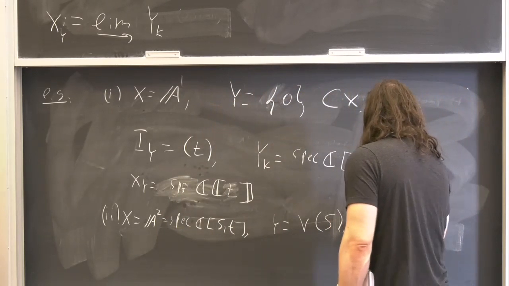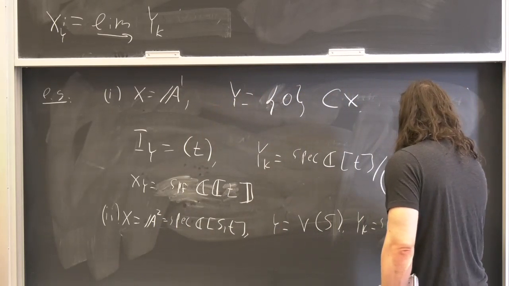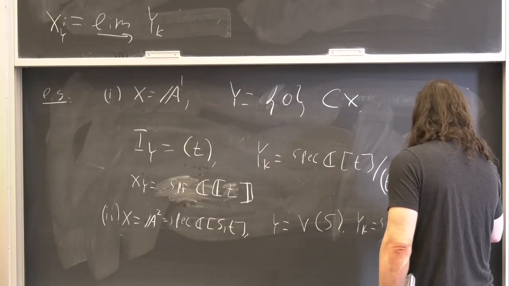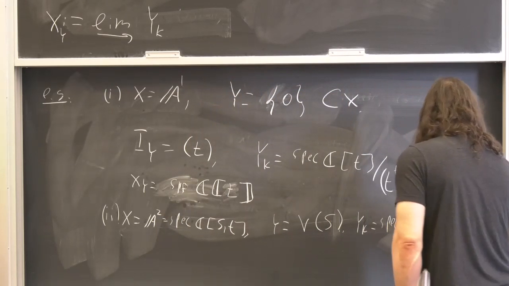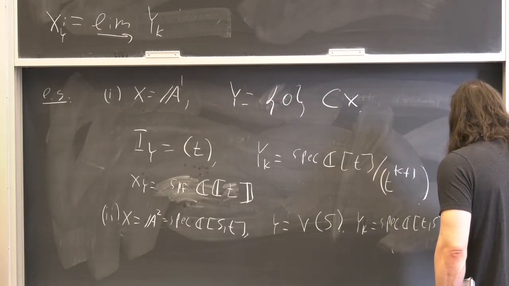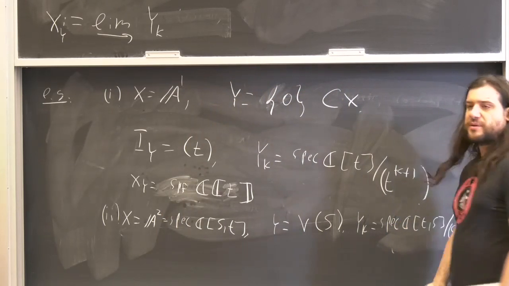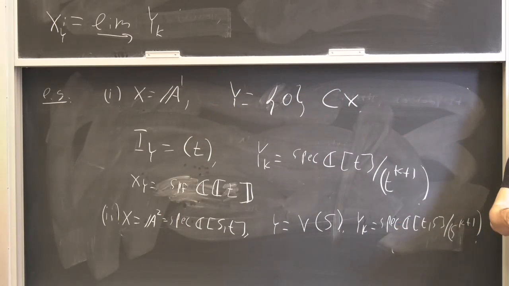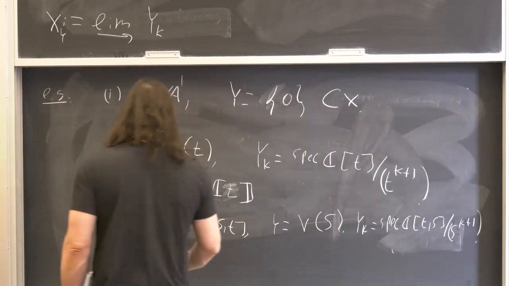Then Y sub k is very similar. It's Spec of C adjoin t, comma, s mod s to the k plus 1. So arbitrary polynomials in t and order k polynomials in s. So at every point on the t-axis, we're recording sort of k directions along that line.